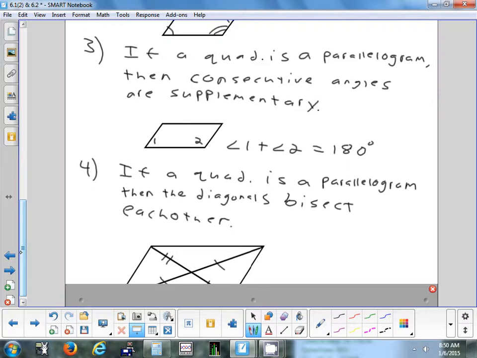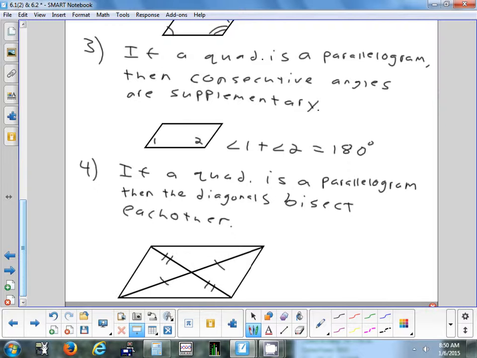Okay, and the fourth special property, it says that if a quadrilateral is a parallelogram, then the diagonals bisect each other. What does that mean? The diagonals cut each other exactly in half. So that segment and that segment are the same. And the two segments with the double tick marks are the same.